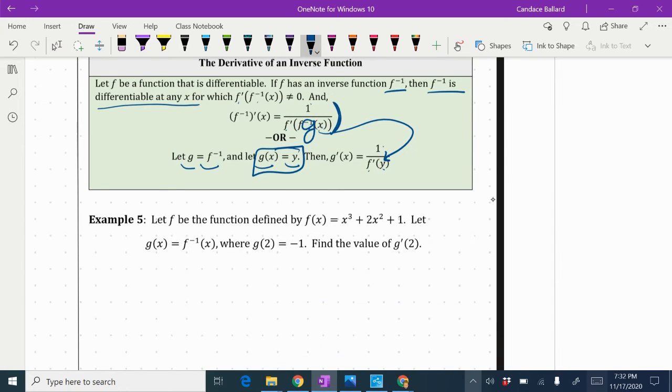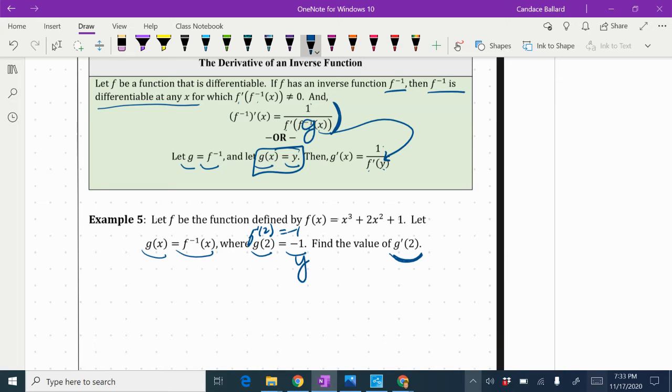Let f be the function defined by f of x equals x cubed plus 2x squared plus 1. Let g of x equal f inverse of x. So this right here is f inverse of 2, which is equal to -1. Basically they're saying that g of 2 is equal to -1, or this is the y value that they were talking about before. Find the value of g prime of 2.